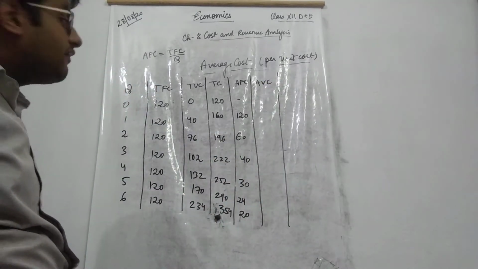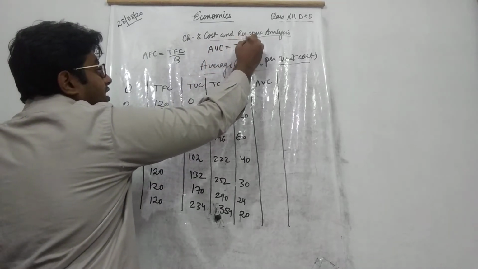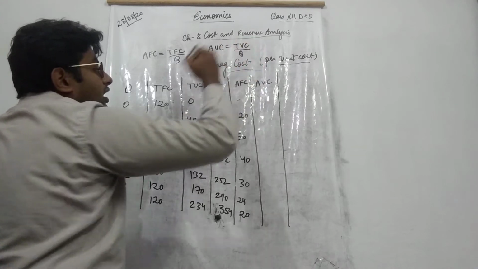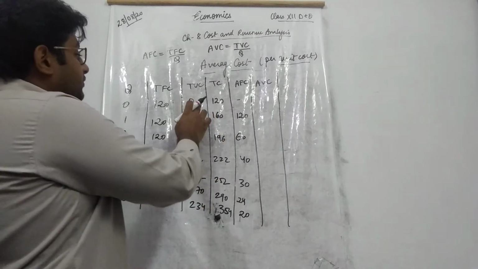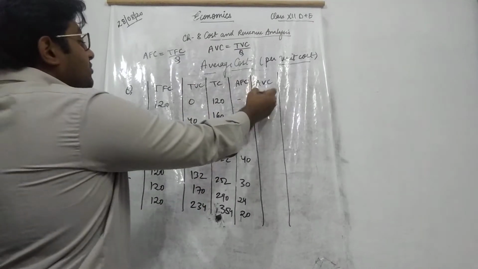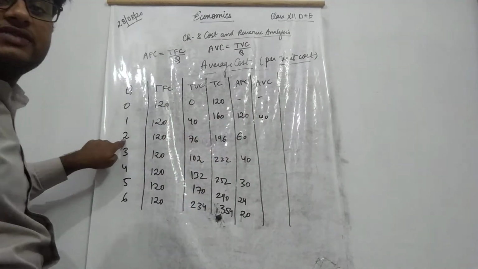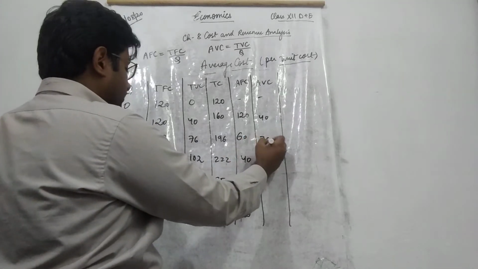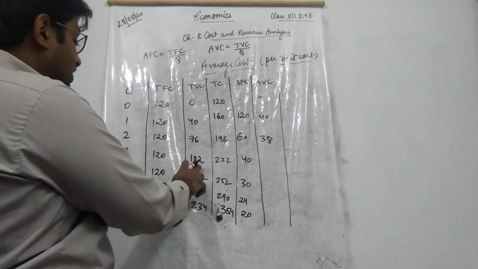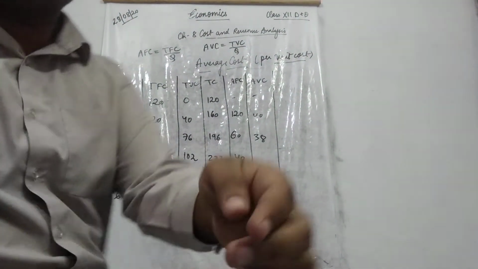How can we calculate average variable cost? I have told you that average variable cost is nothing but your TVC divided by the level of output. Alright. So TVC 0 by 0, it would be nothing. Then 40 by 1, it would be 40. 76 by 2, we will get our average variable cost as 38. Then 102 divided by 3, we will get 34.